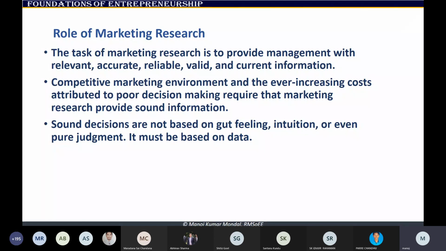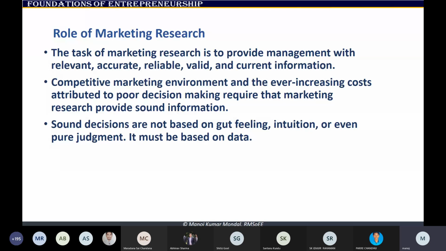So the task of marketing research is to provide management with relevant, accurate information. This is more important. You can get secondary sources of data, but that may not be accurate. That will not give you the confidence that yes, this is right. So that is why you want to do primary market research, meaning you want to gather information by yourselves, and maybe by your own people. Of course, primary research can be done by a market research consultant.